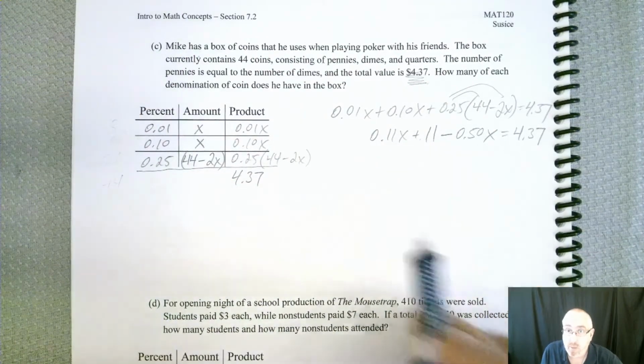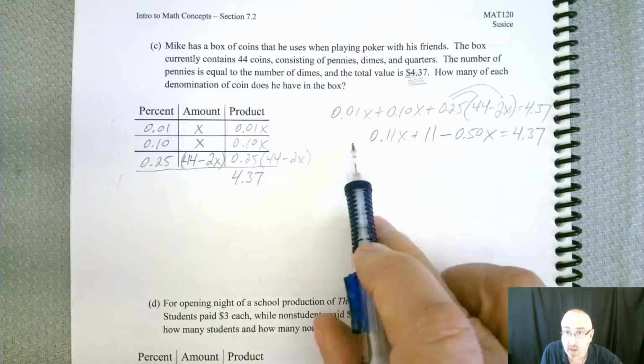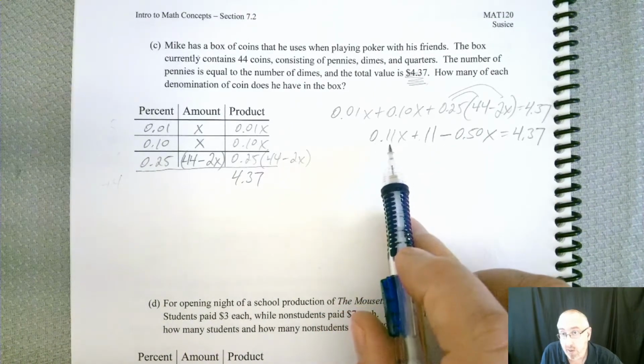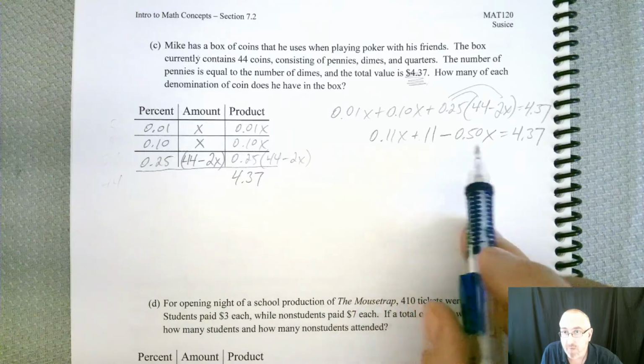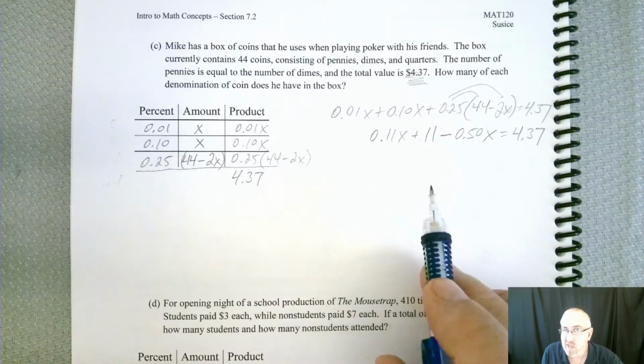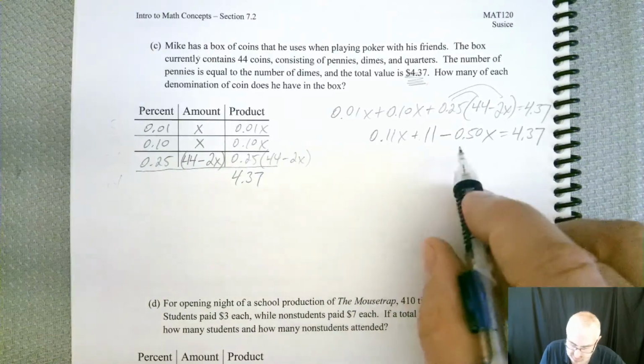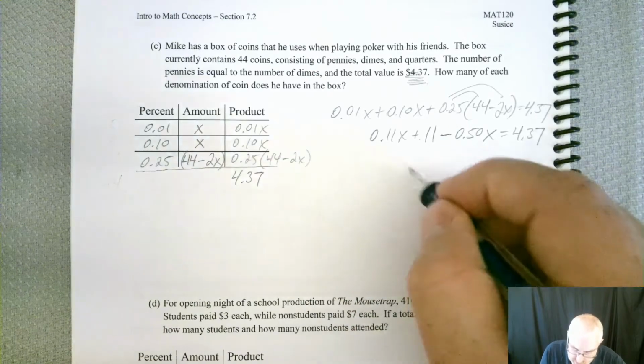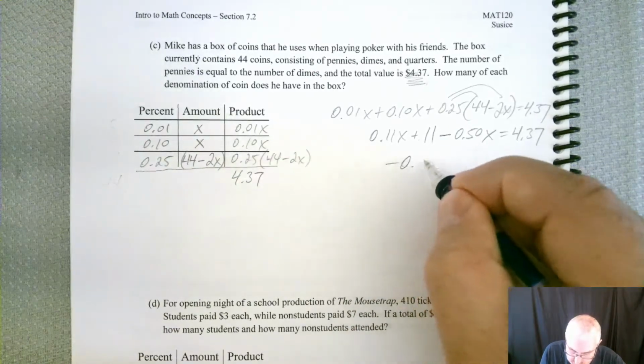So now we still got some x's to combine. So we got a positive 0.11x and a negative 0.50x. So what should that give you? Positive 0.11, negative 0.50. Better be negative.